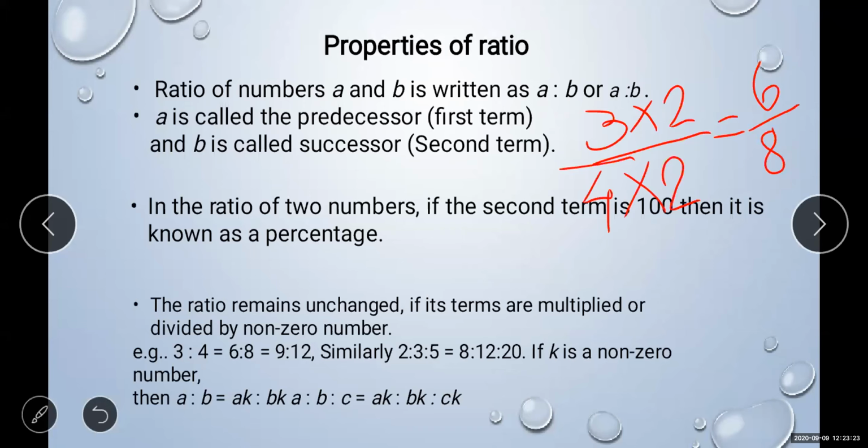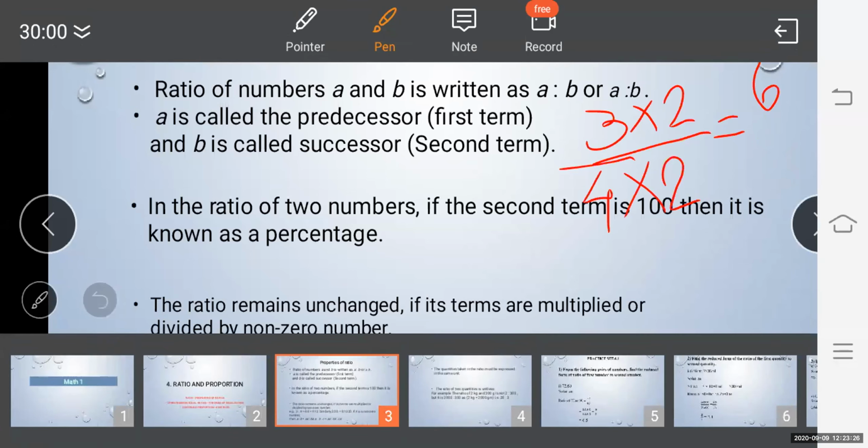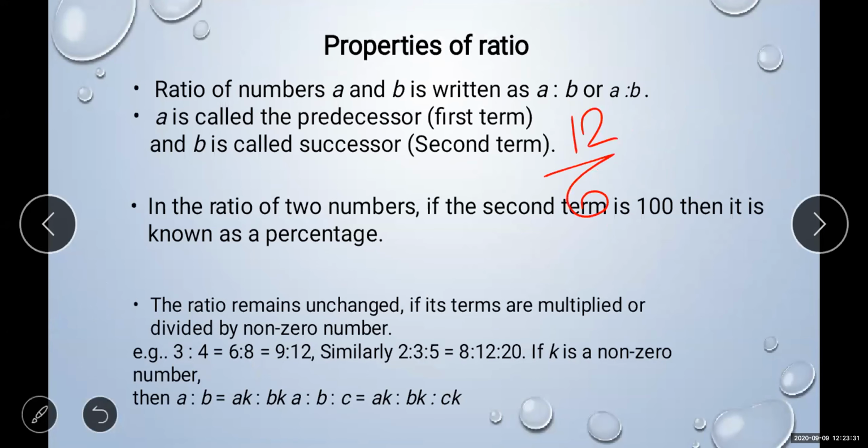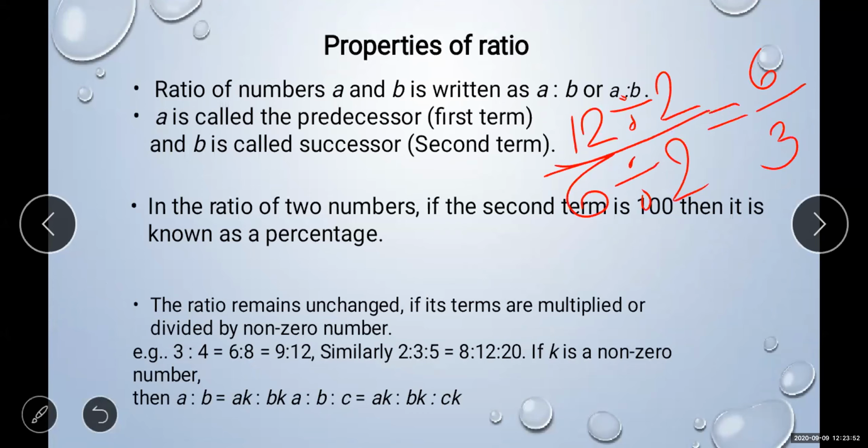Same here. Suppose I take 12 upon 6 and I divide both numbers by 2. 12 divided by 2 is 6, and 6 divided by 2 is 3. So this is the simplest form. We haven't changed anything, but the numbers have changed. The ratio is unchanged because we multiplied or divided the numerator and denominator by the same non-zero number.